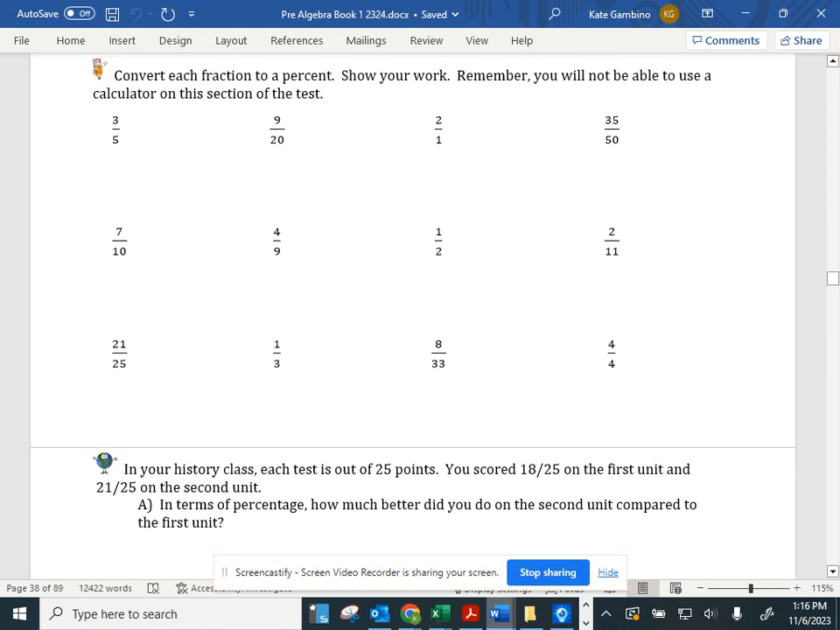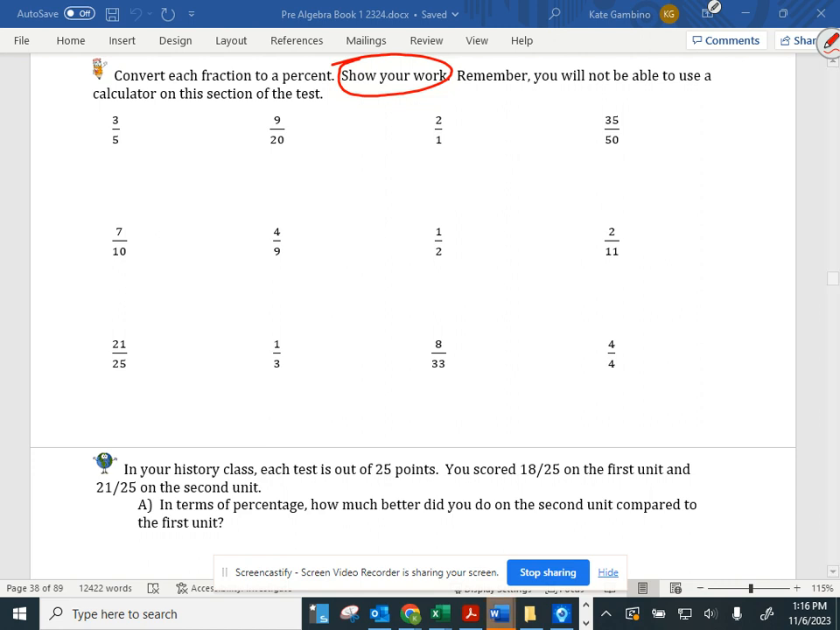So for our work today, we're going to convert each fraction to a percent. Show your work. Oh, show your work. Some of us like to do all this mental math and go so fast. We're showing our work. Friends, remember you will not be able to use a calculator on this section of the test. So show your work.